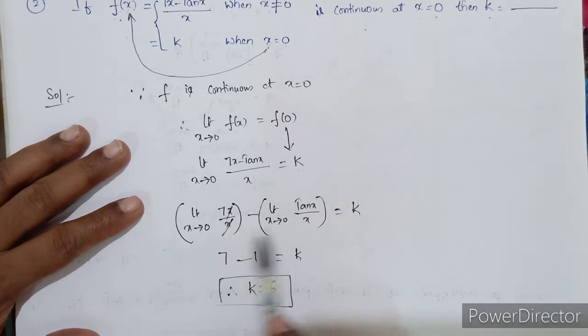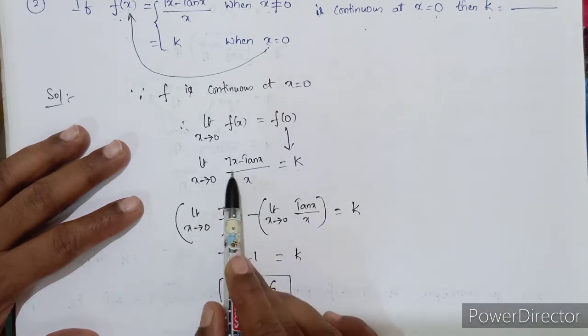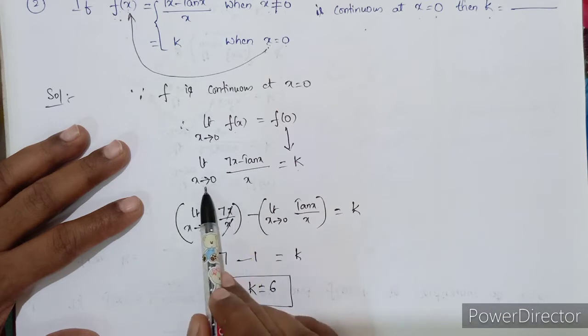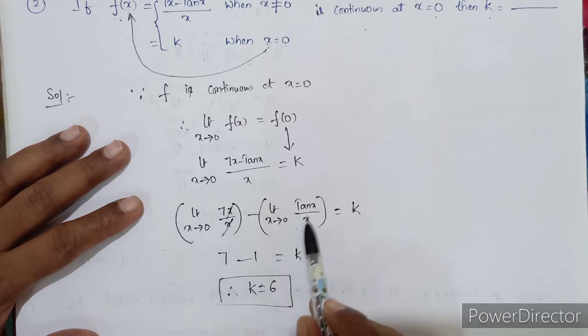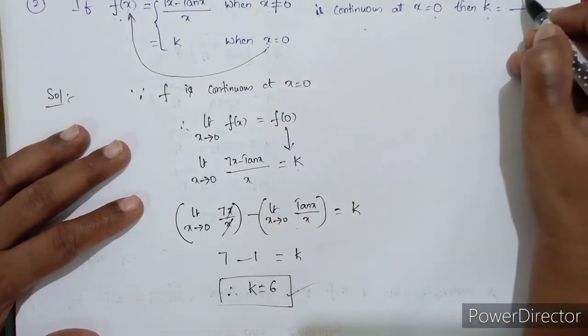Now splitting this limit into two limits. Limit x tends to 0 7x by x minus limit x tends to 0 tan x by x. Limit of constant is constant, cancel x. Next limit x tends to 0 tan x by x value is 1. Therefore 7 minus 1 equal to 6. Therefore k value is 6.